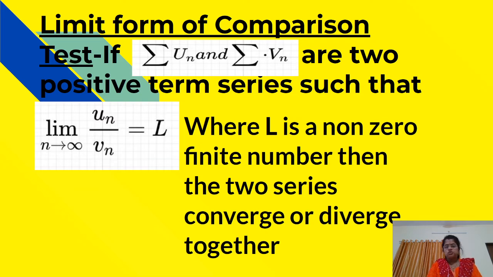If summation un and summation vn are two positive term series such that limit n tends to infinity, un upon vn is equal to L, where L is a non-zero finite number, then the two series converge or diverge together. It means that both the series summation un and summation vn behave alike.